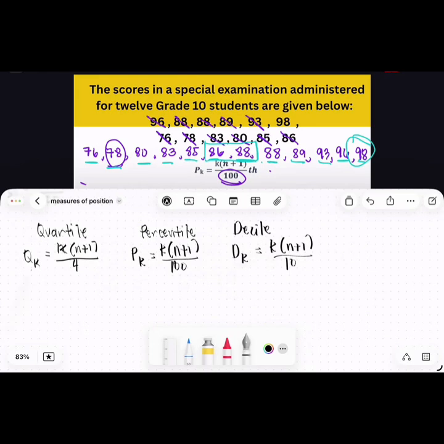Okay? So again, K is the rank or the position, the given, whatever we are looking for. If percentile 50, our K is 50. If decile 7, our K is 7. If quartile 3, our K is 3. Okay? So that's it. And I hope you learned so much.